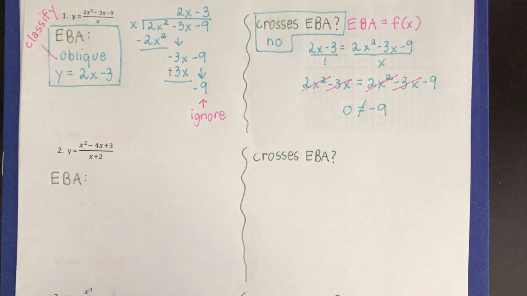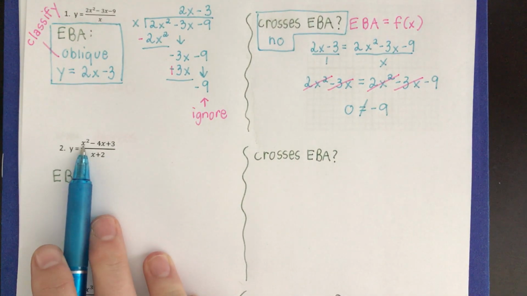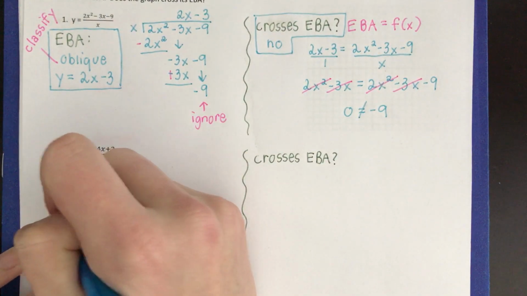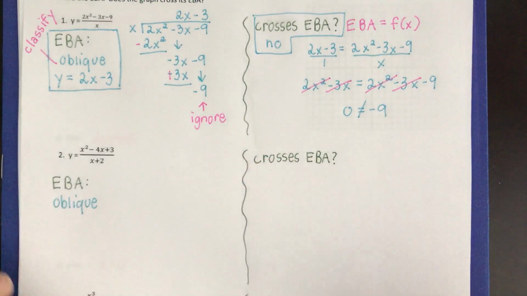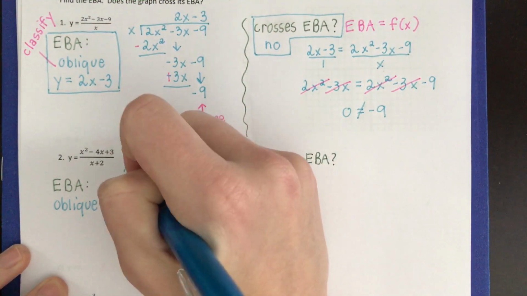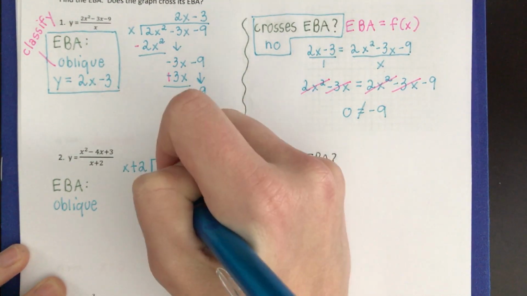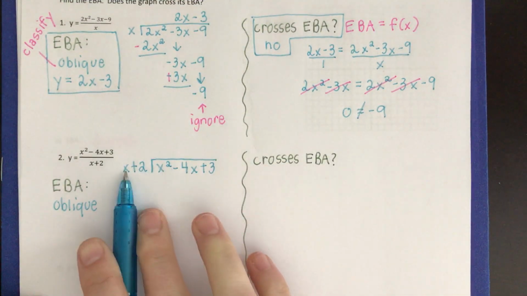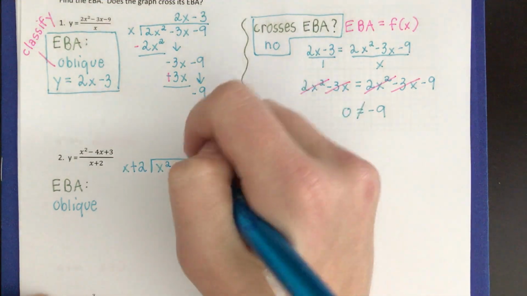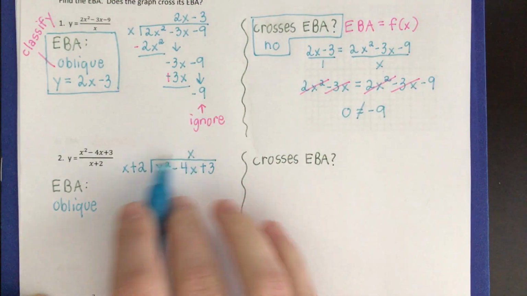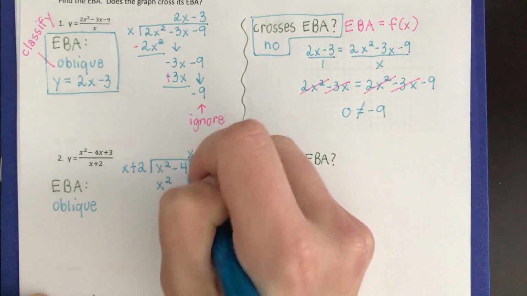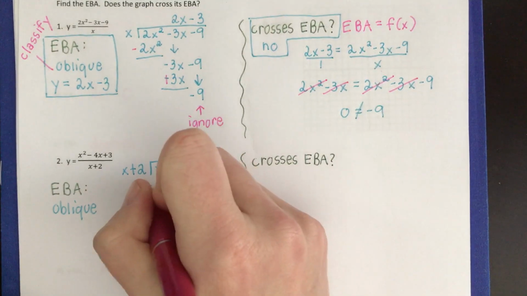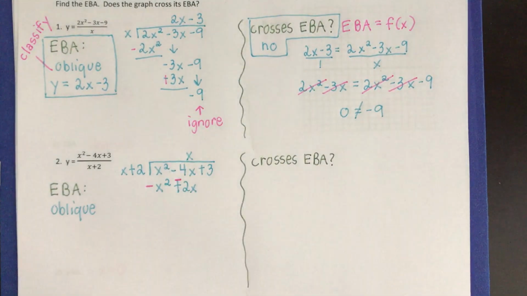Okay, next example. So again, the degree of our numerator is larger than the degree of the denominator. So we know we're going to have an oblique asymptote. We need to find the equation. So you will take x plus 2 as your divisor, and then the x squared minus 4x plus 3 is your dividend. And then x squared divided by x is going to give you x. I'm going to line it up, so distribute that x into both terms of the divisor. So x squared plus 2x. Remember that you are subtracting, so this becomes minus, this becomes minus.